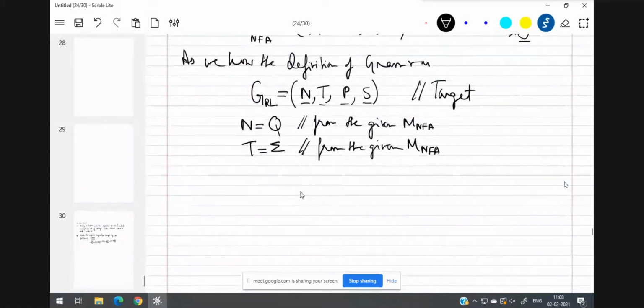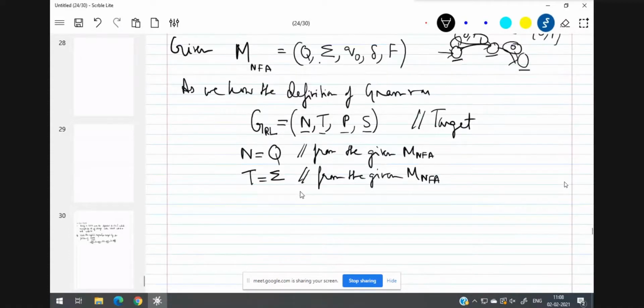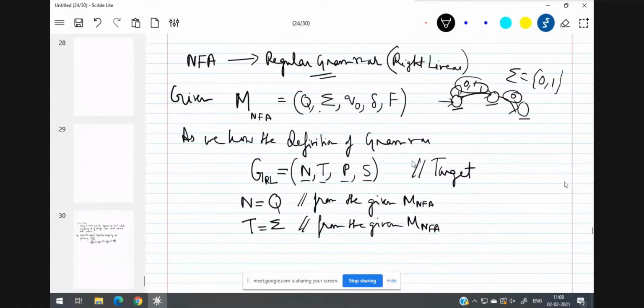Now, I have already told that for a machine we have an initial state. Likewise, in the grammar we have a start symbol. So the start symbol in our case will definitely be Q naught of the machine. For a machine, if you are going to check the acceptability of a given string of a language, you have to start from the initial state.